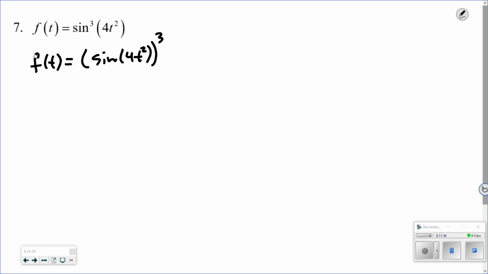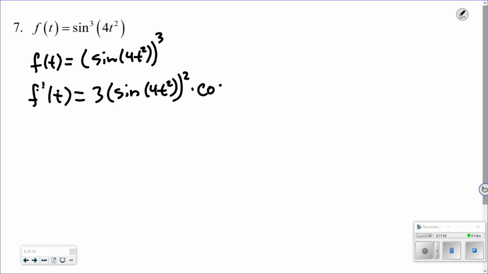Start with the 3. So we're going to go f prime of t. I drop the 3 down, 3 times, and the inside stays the same, sine of 4t squared, now to the 2nd power. Multiplied by, and now do the derivative of the inside. So the derivative of sine of 4t squared would be the cosine of 4t squared times, when I take the derivative of the sine of 4t squared, the outside is a sine, it changes to cosine, but I have to times it by the derivative of the inside of that, which is 8t.